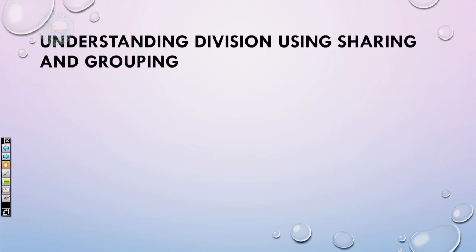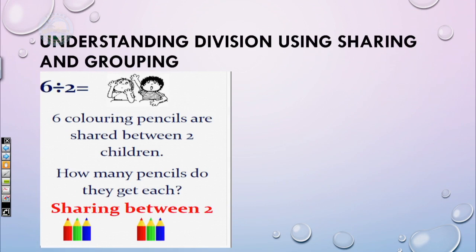Understanding division using sharing and grouping. Six coloring pencils are shared between 2 children. How many pencils do they get each? So sharing between 2. So you have 1, 2, 3, 4, 5, 6 total. Six in total, and it's sharing between 2.